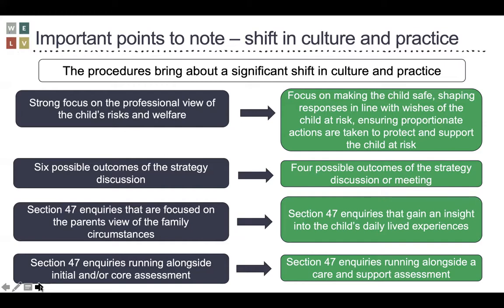We're moving from 6 possible outcomes from the strategy discussion to 4 possible outcomes from a strategy discussion or meeting. Section 47 inquiries that were previously focused on the parent's view of the family circumstances and sometimes purely the professional's view, to Section 47 inquiries that will now gain a real insight into the child's daily lived experience, but that insight is gained from the child's perspective and experience.